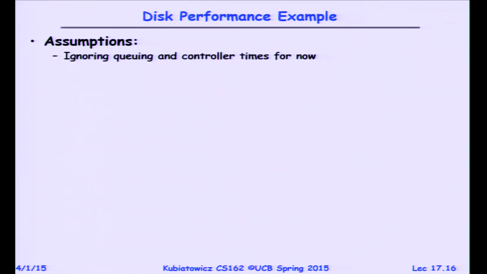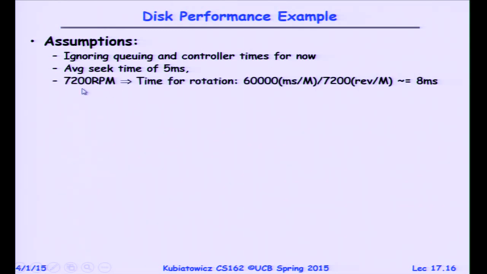So let's just give you a really quick example. Let's ignore queuing and controller times. We have an average seek time of 5 milliseconds. Let's suppose we have a 7,200 RPM disk. What does RPM stand for? Revolutions per minute. Yep, or rotations per minute, okay.